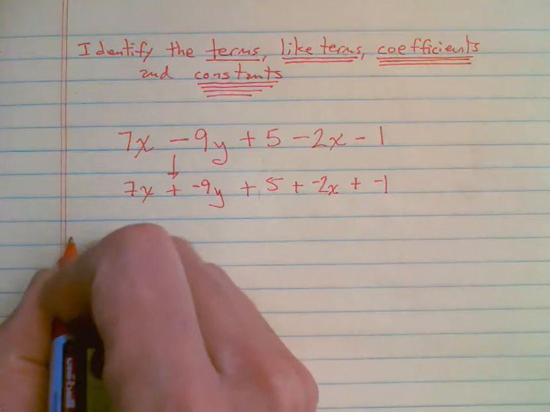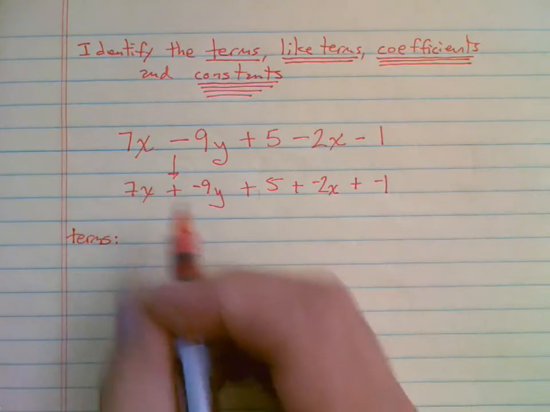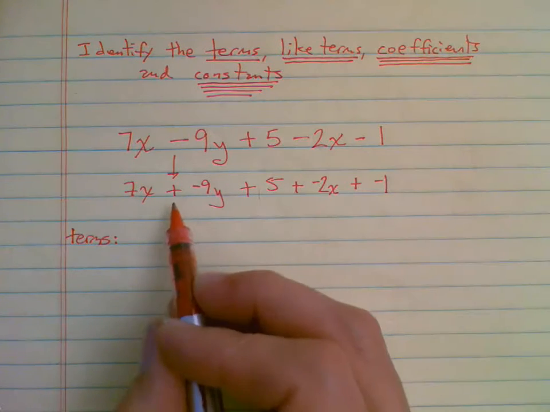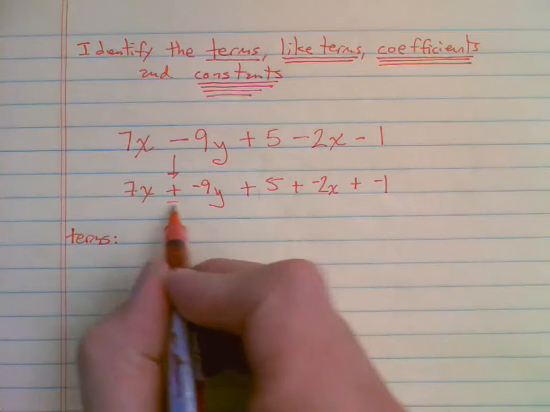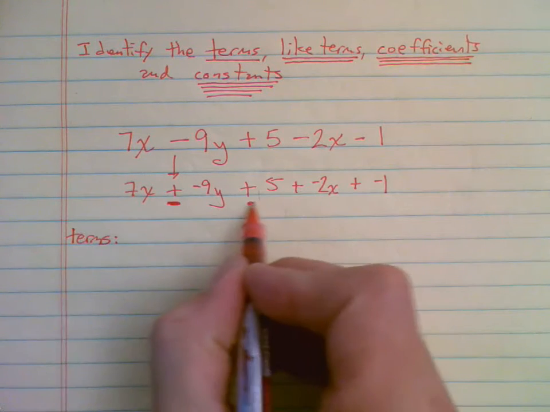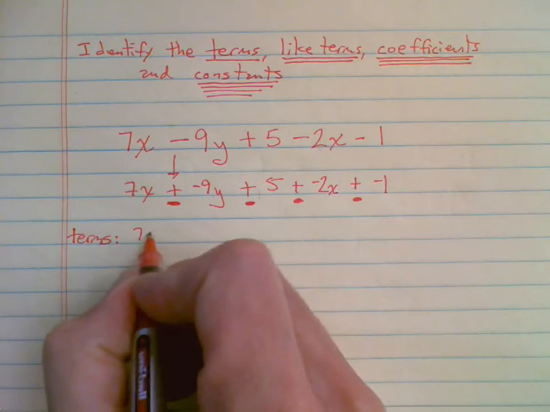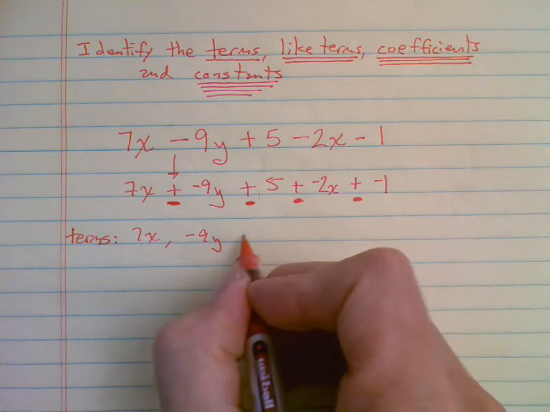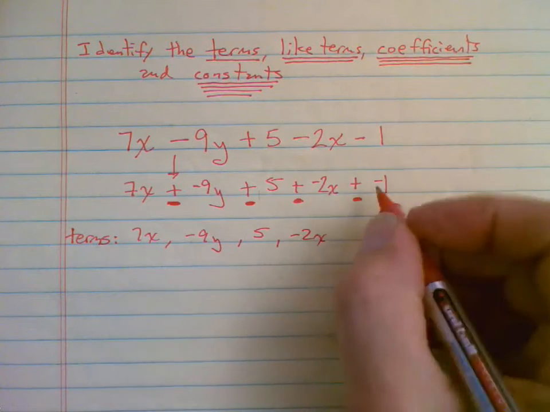Okay, let's think of our terms. Now the terms here are separated by all our plus signs. So you can see here, there's my plus sign, here's a plus sign, there's a plus sign, there's a plus sign, there's a plus sign, and there's a plus sign. So all my terms here are 7x, negative 9y, 5, that's another term, negative 2x, and negative 1.